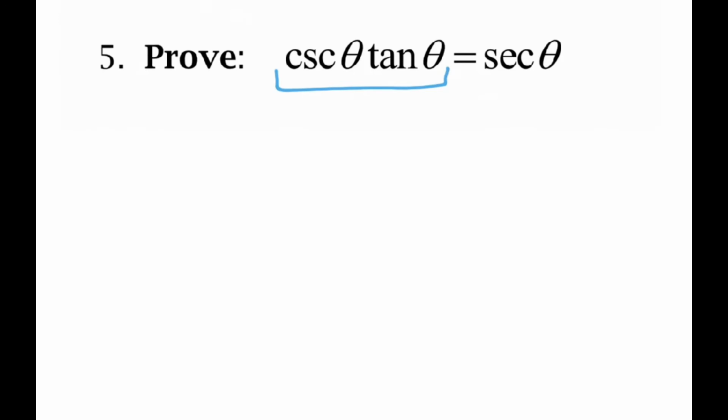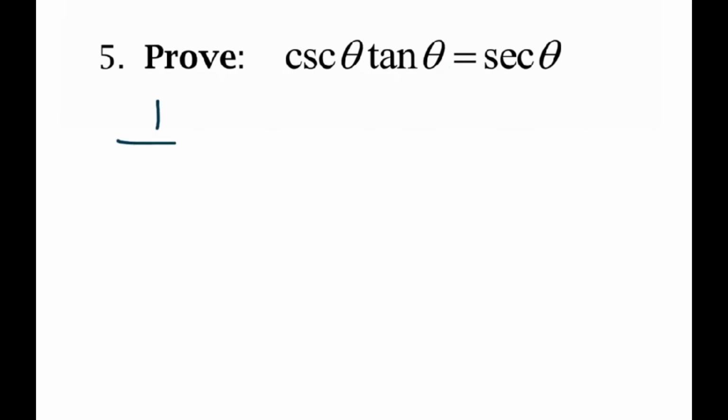So go back to the strategy of write everything as sine and cosine. So pause the video and write this in just terms of sine and cosine. Remember that you're not messing with the right-hand side, so don't do anything to the right-hand side, just the left-hand side. Pause the video and then come back and we'll talk about how to do this.